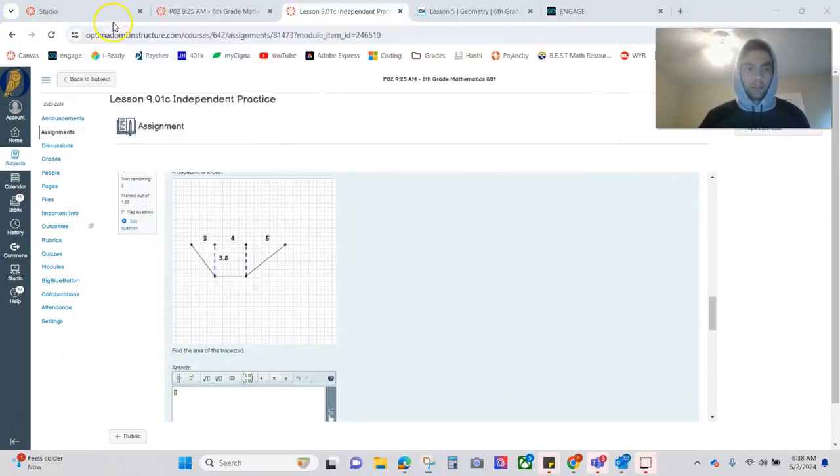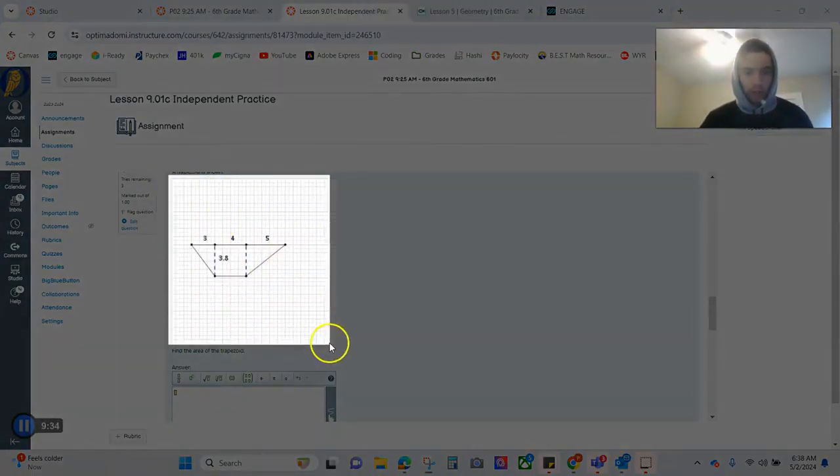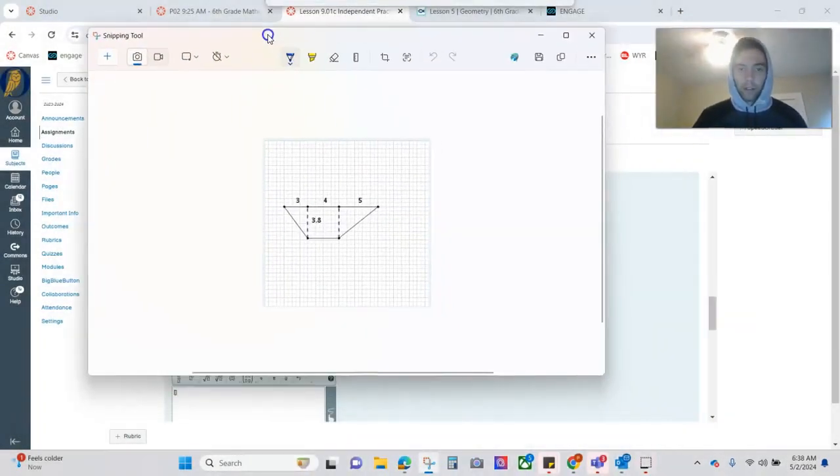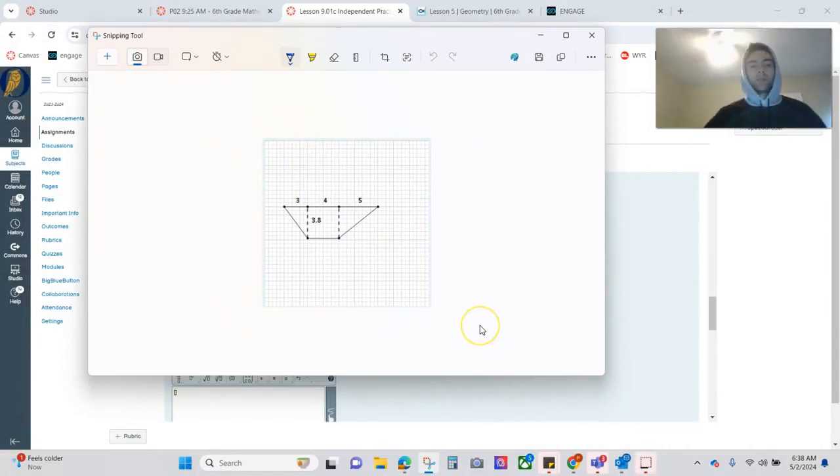Number 3. Find the area of the trapezoid. Oof. I don't know how to find the area of a trapezoid, but I think if we decomposed this shape into more manageable shapes, I bet we could find the partial areas of those easier shapes, and add the partial areas together to get the total area. What easier shapes do you see that are inside of this trapezoid?